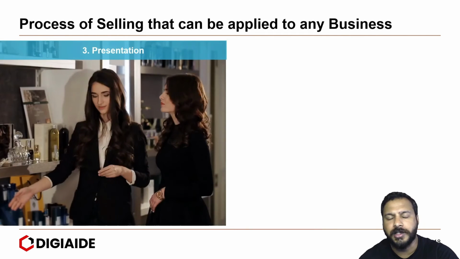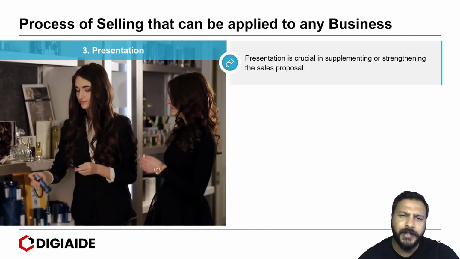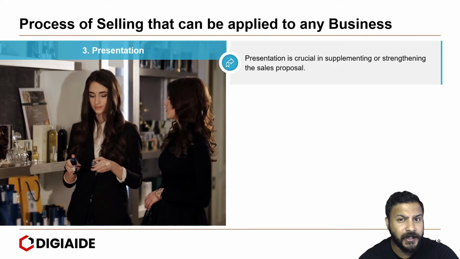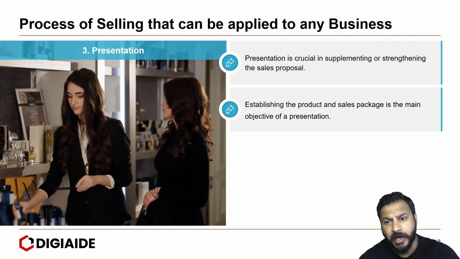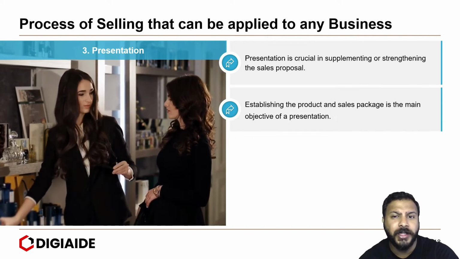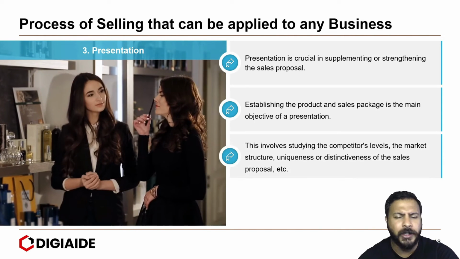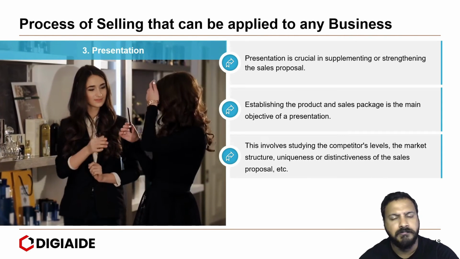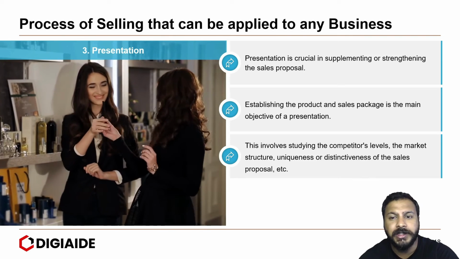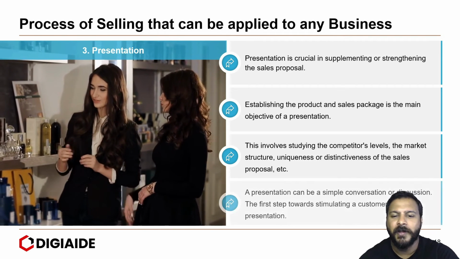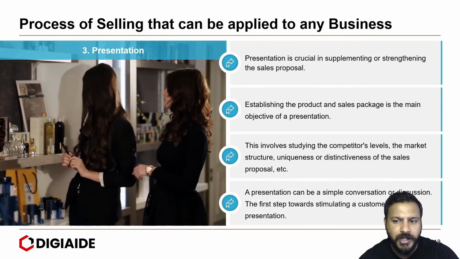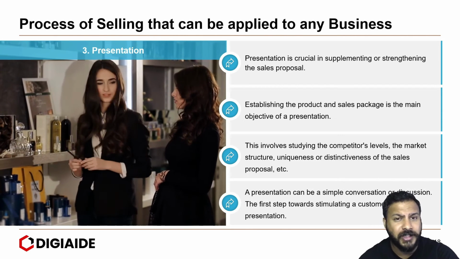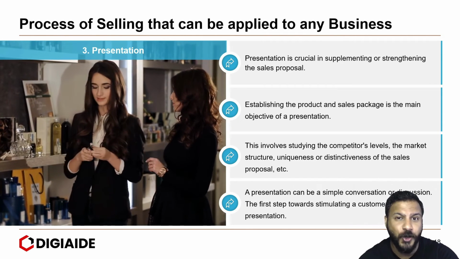Moving on to stage 3, presentation. Presentation is crucial in supplementing or strengthening the sales proposal. Establishing the product and sales package is the main objective of a sales presentation. This involves studying the competitors' levels, market structure, uniqueness, or distinctiveness of the sales proposal. A presentation can be a simple conversation or a discussion. The first step towards stimulating a customer is your presentation.